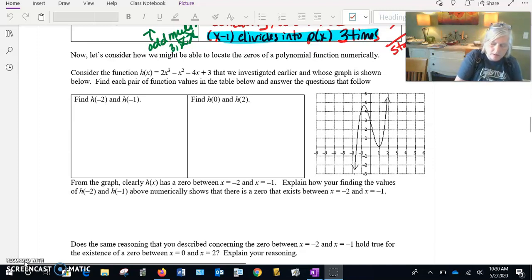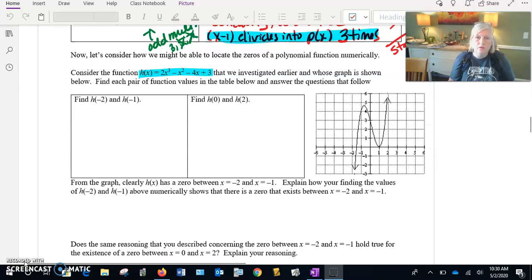All right, so let's take a look at our function. We're still using the one that we had, which is 2x cubed minus x squared minus 4x plus 3. Taking a look at that function, we want to investigate this a little bit more numerically. Now, what I mean by that is assume that we don't know this, okay? We have no idea what the graph looks like.